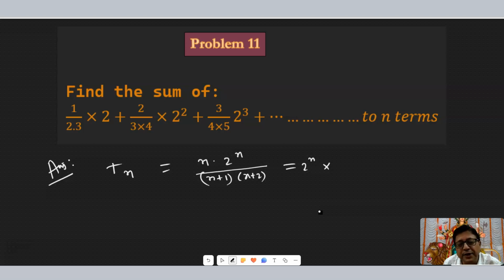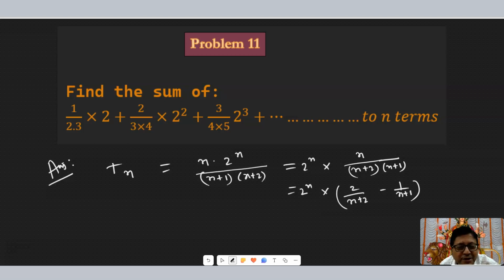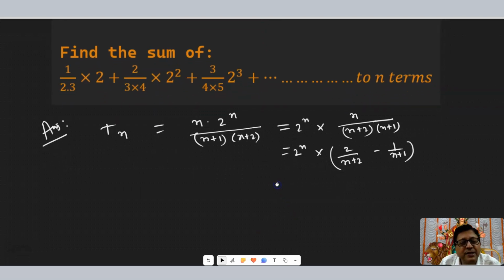But this time I am doing it mentally. It is n by n plus 2, n plus 1. See, we have to adjust n over there. So what I am doing there, writing this one as 2 by n plus 2 minus 1 by n plus 1. Okay? Is it correct? 2n plus 2 minus n minus 2, coming n over there. So you can split this manner.